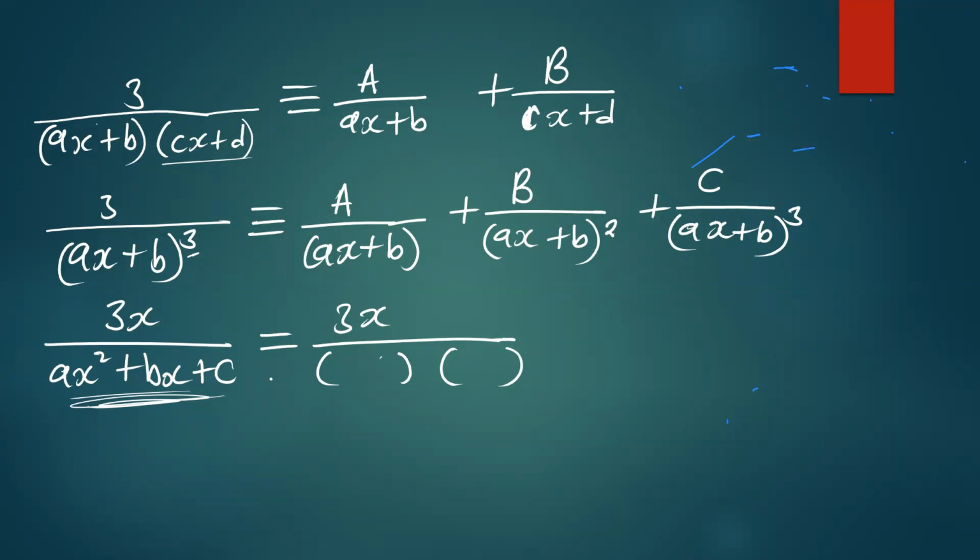Okay, so this is how you are supposed to do that. When you have a quadratic equation that you can factorize, you have to factorize it, and then you write the fractions according to the factors that you have there. Then what if the quadratic equation cannot be factorized? How do you deal with that equation?